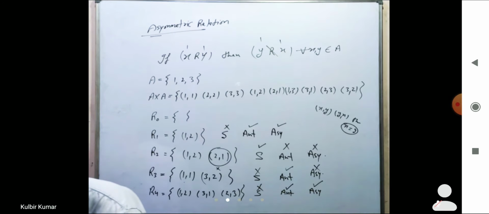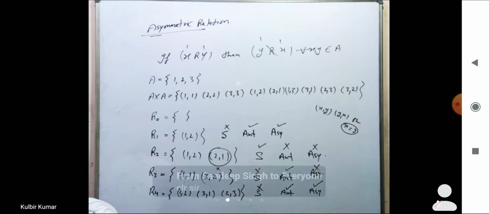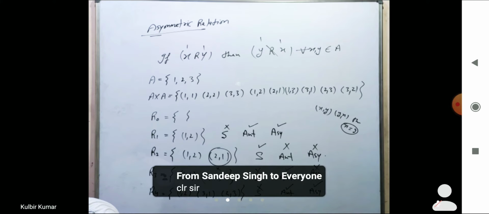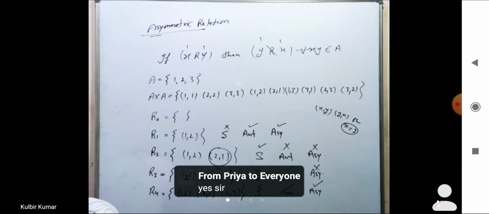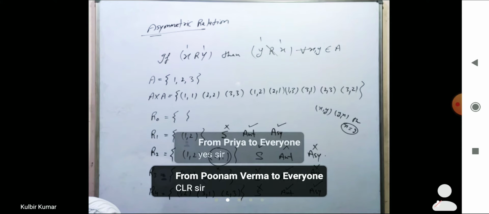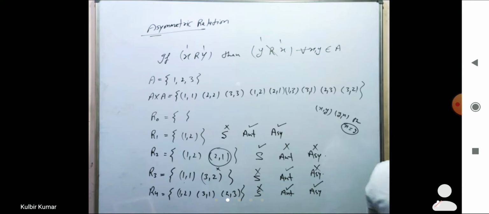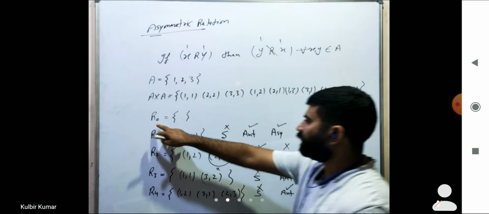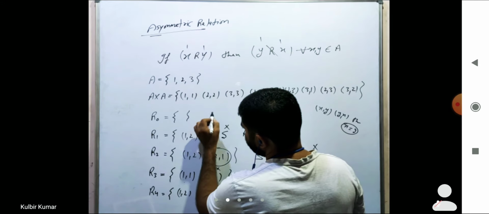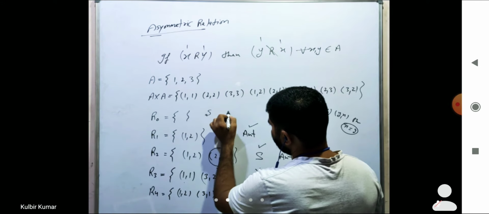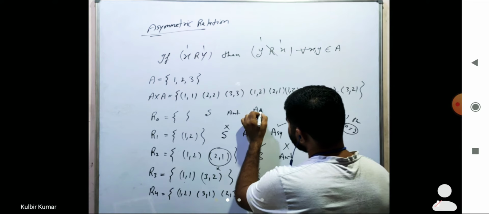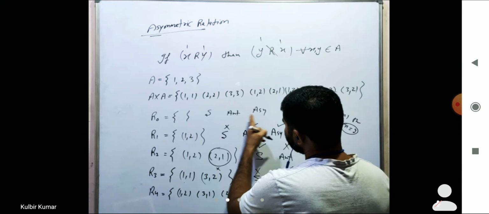Okay. So till this part it is clear or not? It is clear to all? Okay, it is clear to all, then it is good. So next thing, what about this one? R0 we can say. It is symmetric, antisymmetric and asymmetric. Yes, it is symmetric, antisymmetric and asymmetric.